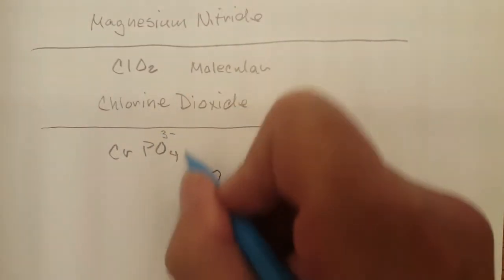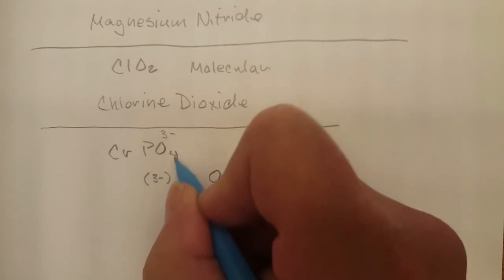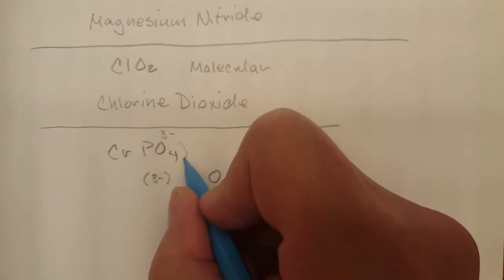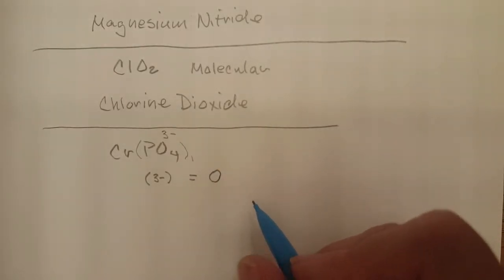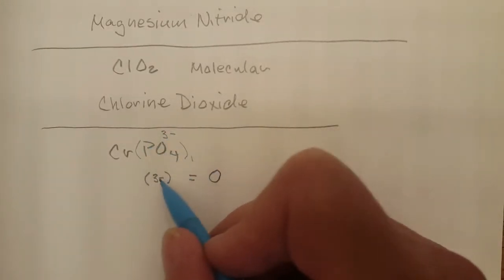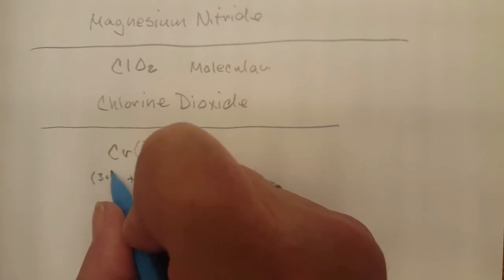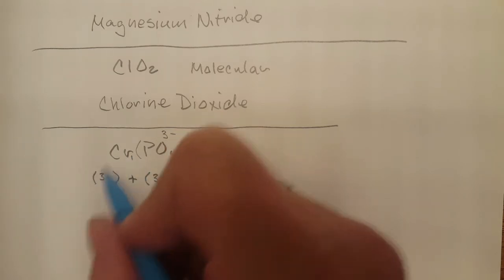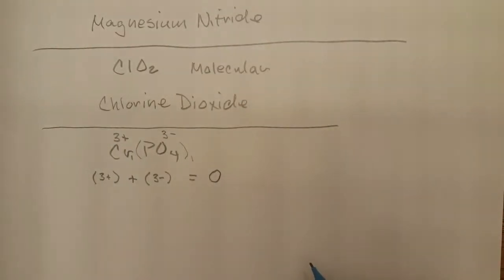There's one of these and only one, so it gets a charge of 3 minus. Don't let that 4 fool you. It's part of the anion, so we could put parens and a 1 there if we wanted to, but it's not necessary. So the charge of this anion phosphate is 3 minus. So this has to be balanced with a 3 plus in order for it to add up to 0. There's only one chromium, so the total charge on the chromium metal is 3 plus.